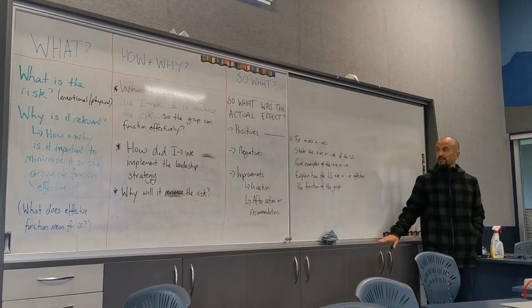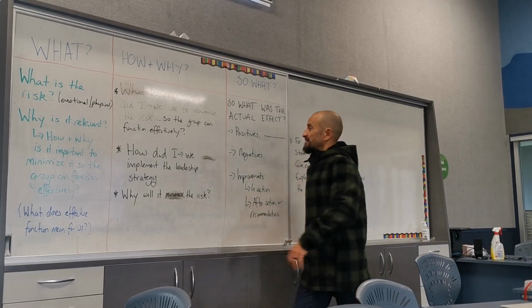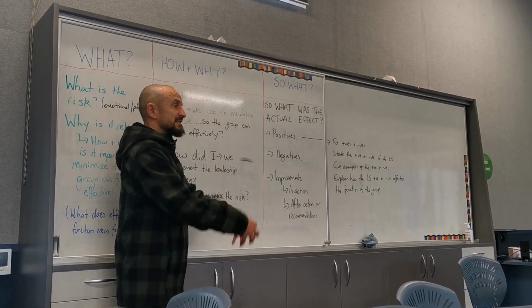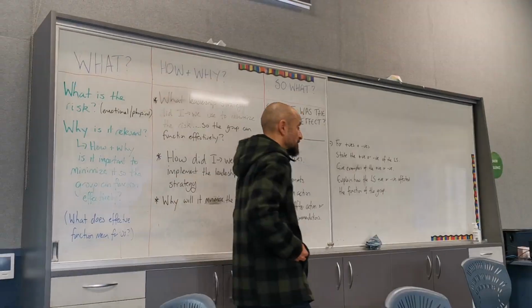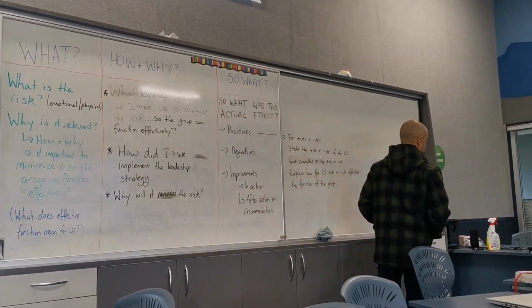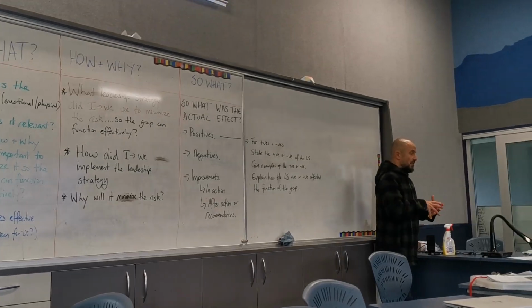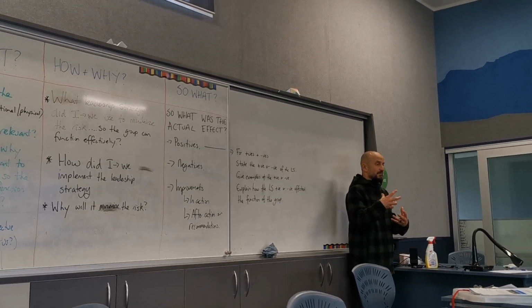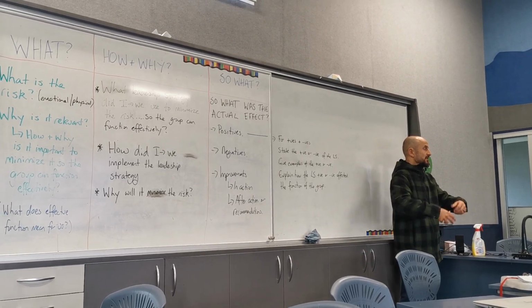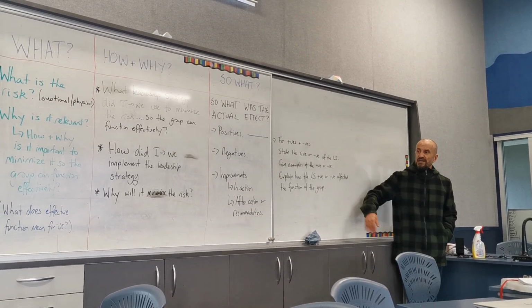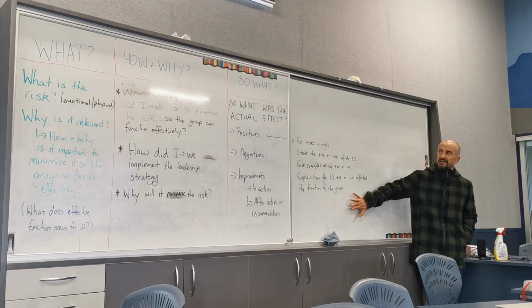Okay? And remember, I to we. Always start with I and then move to we. So for example, I was involved in the action planning because I did this. Then from there, we did this. Does that make sense? All right? So that is essentially it in a different way.